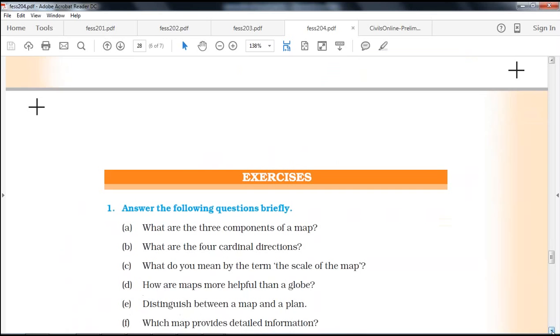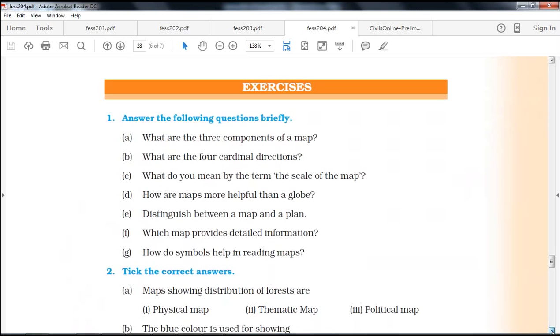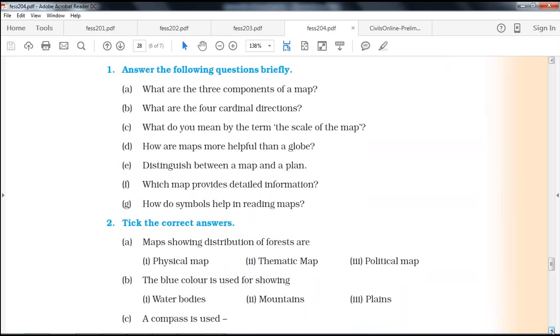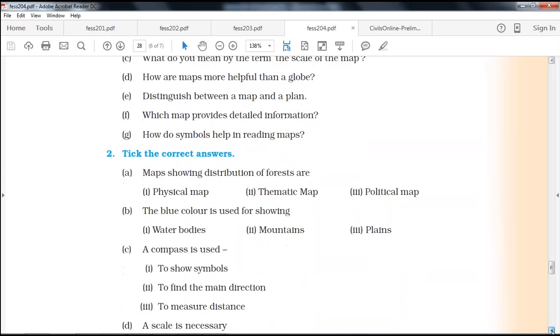This is about map pointing. Go through these questions and try to answer them. These will be important for the prelims exam. And if you have any questions about the concepts, please get back to me, or you can leave your comments in this video's comment section so that I will reply.